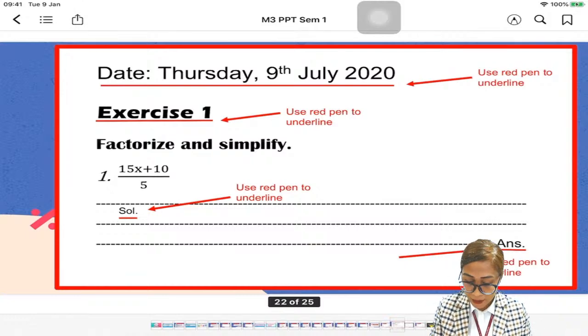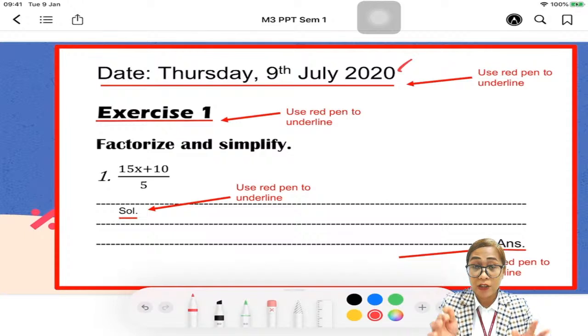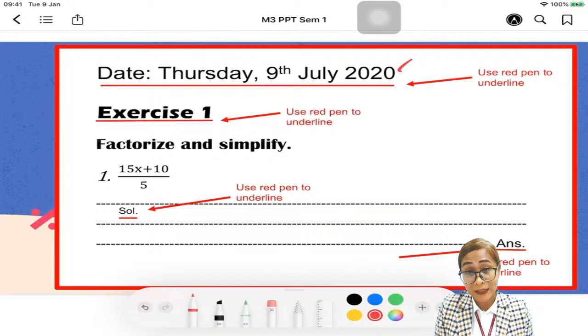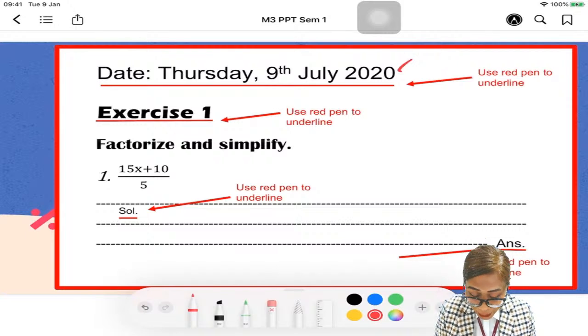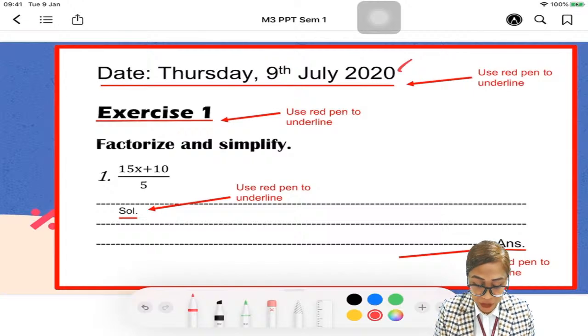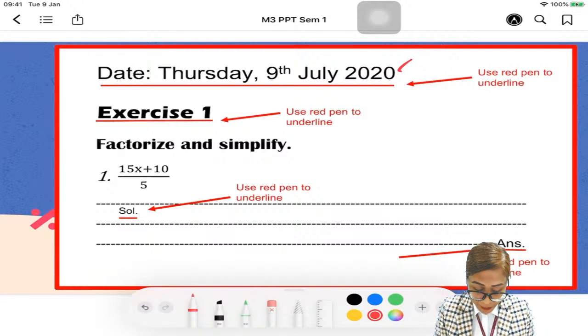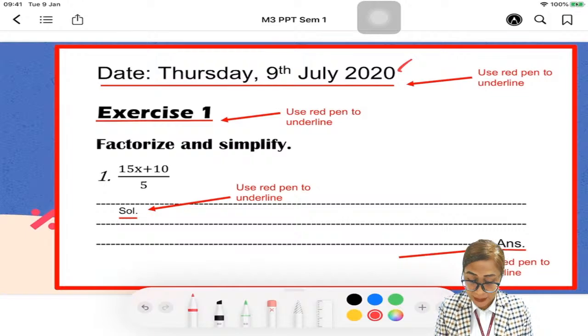So how do you do it, students? First, write the date. And then Thursday, today is Thursday, 9 July 2020. Underline using a red pen, okay? Write exercise number 1 and underline, use again a red pen to underline. Copy, factorize, and simplify. Example number 1, 15x plus 10 all over 5.